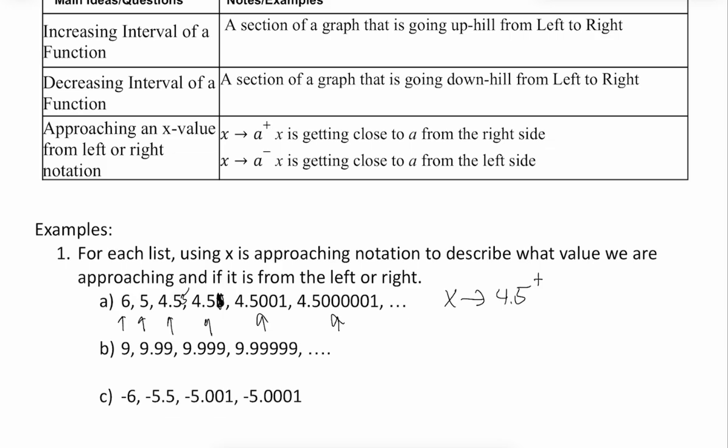Now let's take a look at B. Started at 9, then we went to 9.99, then 9.999, then 9.9999. What number are we heading toward? We're heading to 10. Are the numbers listed there more than 10 or less than 10? Less. So we put the little negative.